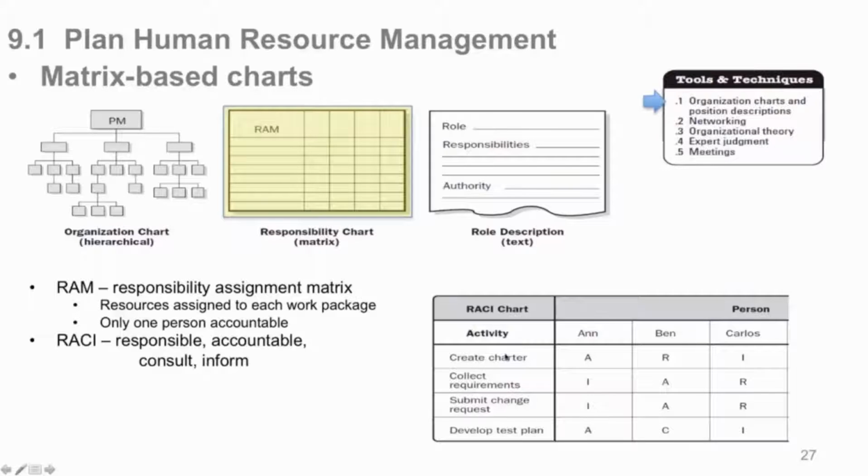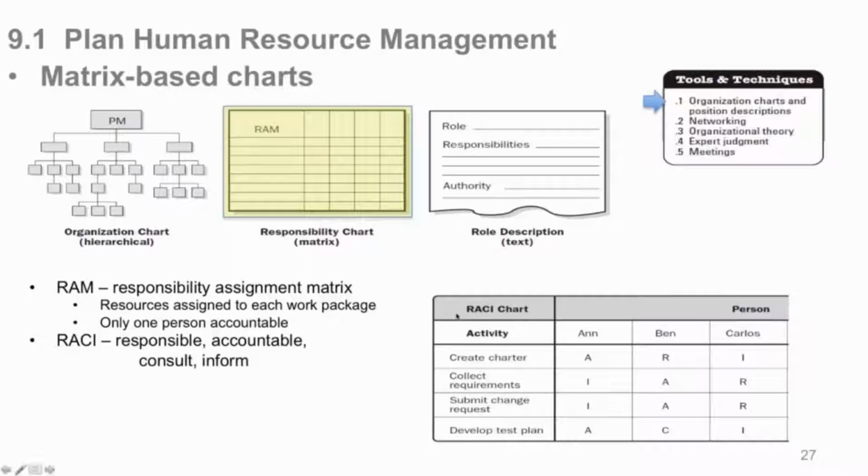It's by activity. What is the activity? Like create the charter, collect the requirements, submit a change request. And here's your people, and how are they involved with that activity? So here Ann is A, she's accountable for creating the charter. Ben is responsible, he does it, but Ann is accountable for what he does. Carlos is simply informed about the charter. And down here under develop a test plan, Ben, you consult him as an expert judgment person, subject matter expert, to help you develop the test plan, while Ann is accountable for getting it done, and Carlos may be in the testing unit, so he needs to be informed about it.